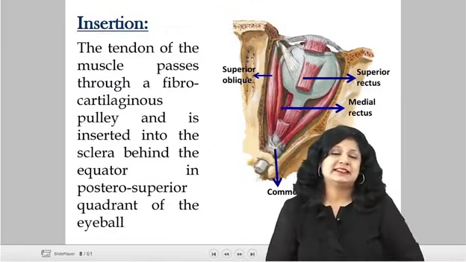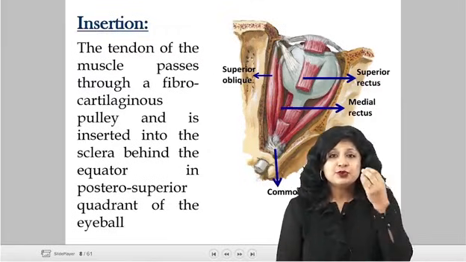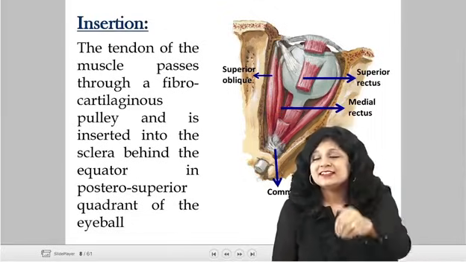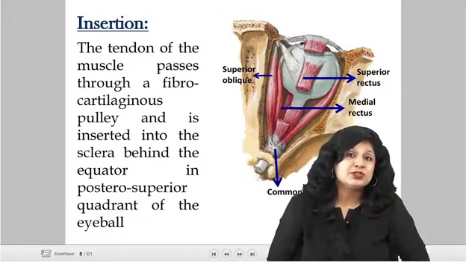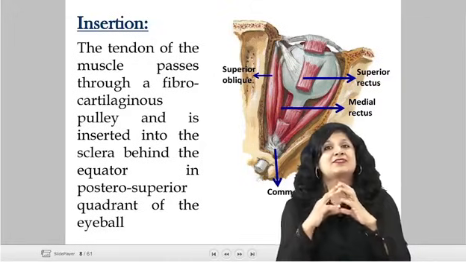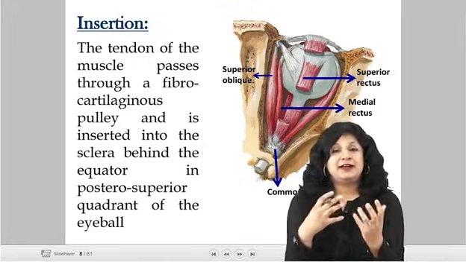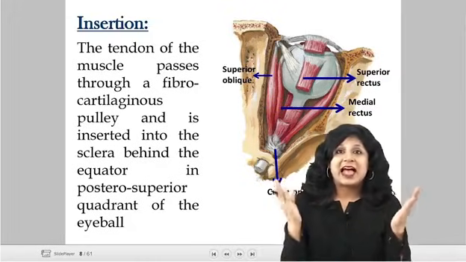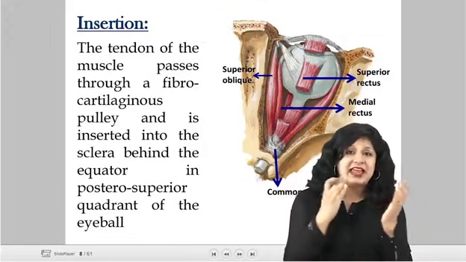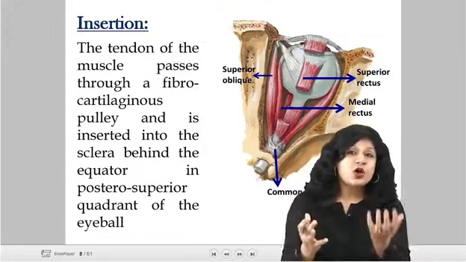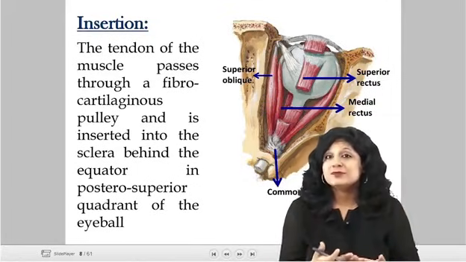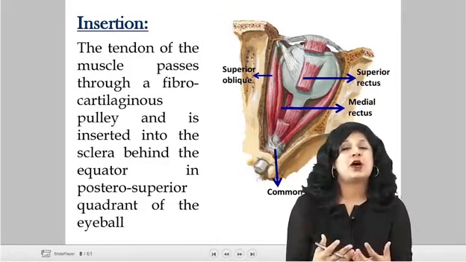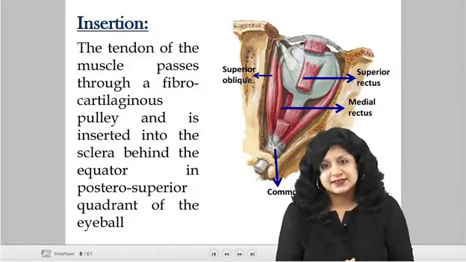Now coming to its insertion. Now this is very interesting. If you know how they take origin, how they go, and then how they insert, you will actually feel the beauty of nature, how they have managed to make the eye have so many movements so beautifully. We can elevate, depress, adduct, abduct, intort, extort, do conjugate movements and disconjugate movements because of the specific origin and insertion of the different muscles.